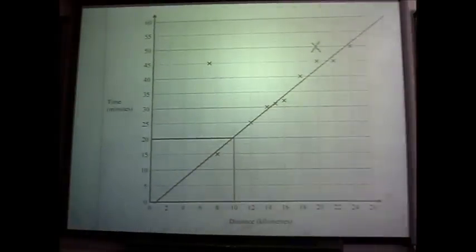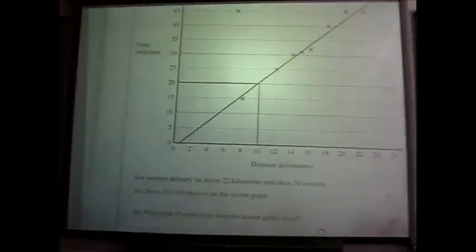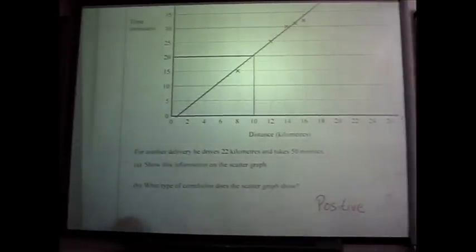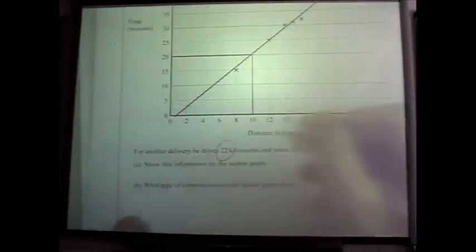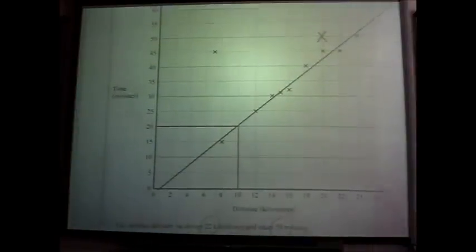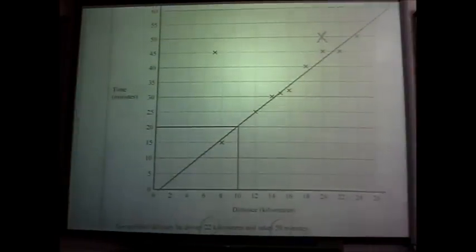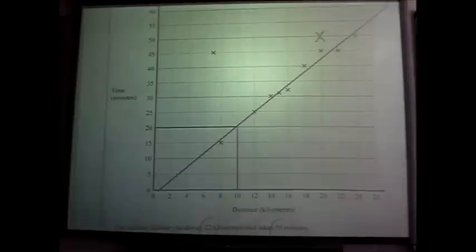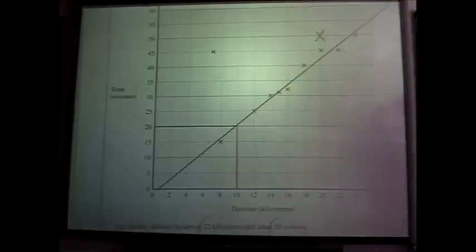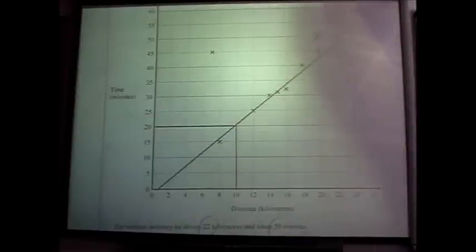It's a scatter graph question. I expect you've got to plot a point. There we go. It says down the bottom, and for another delivery he drives 22 kilometres and it takes 50 minutes. So 22 kilometres and 50 minutes. I've actually plotted that in the wrong place. That should be there. There we go.